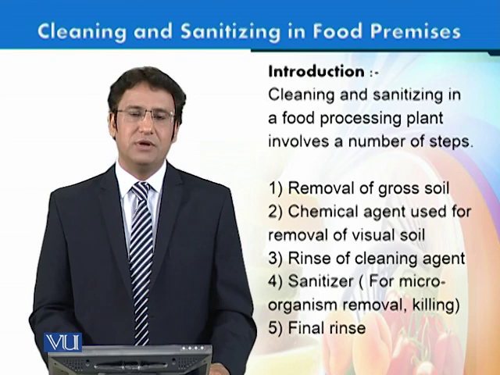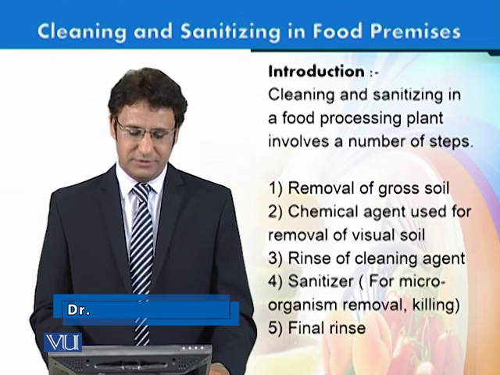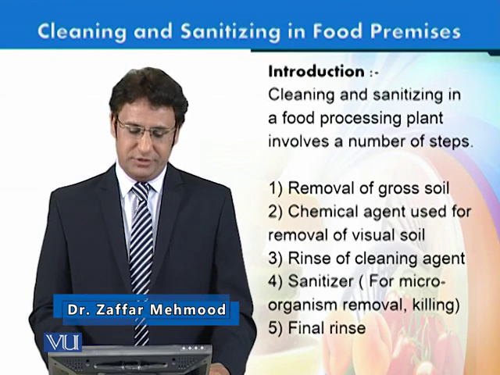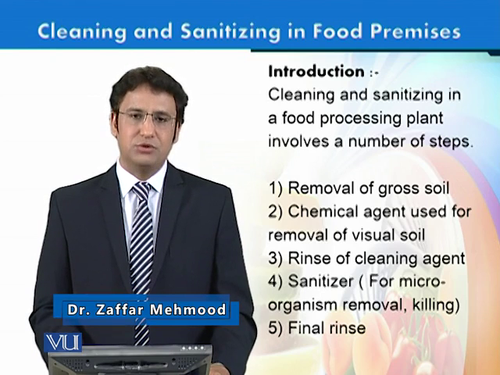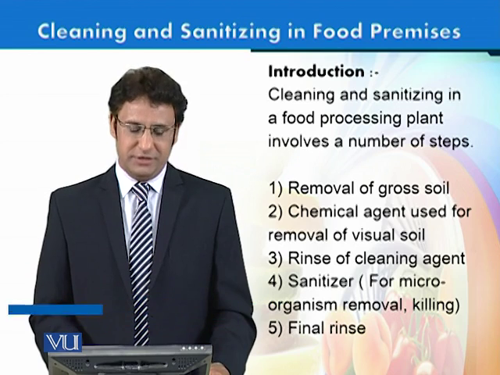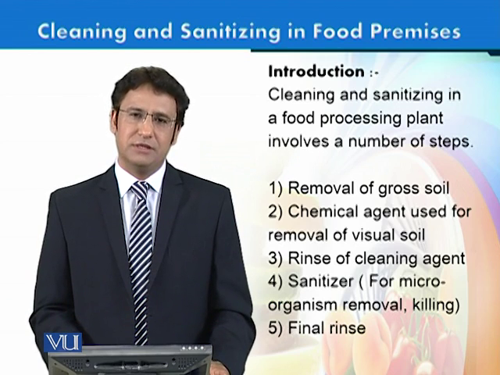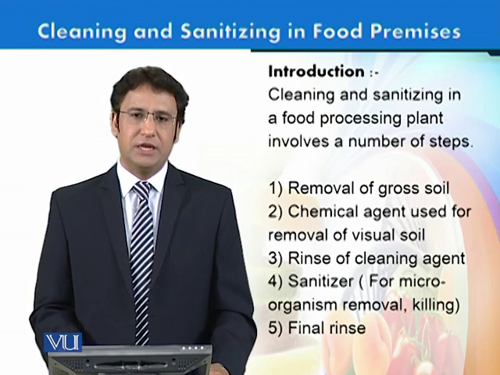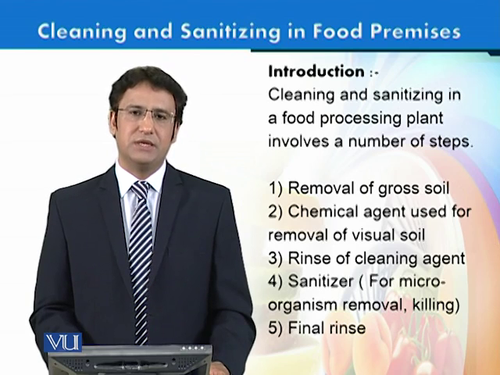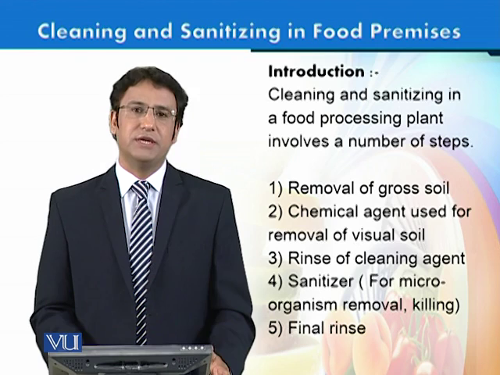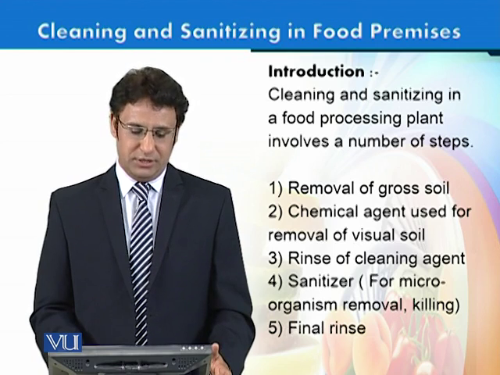number one, the removal of gross soil from the surfaces, then chemical agents used for visible soil or mud that is there in the food product, or it may be there in the processing equipment or the process line. Then a rinse of the cleaning agent. Once we use the cleaning agent, we must try to keep it from getting into the final product. So it has to be very efficiently removed before the food gets into that processing line again. Rinsing of this cleaning agent is very important.